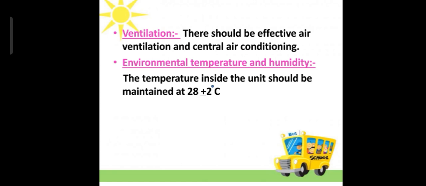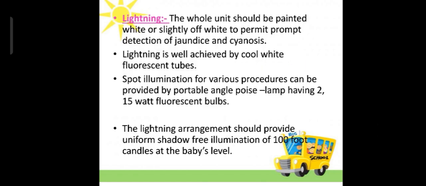Then we will see the ventilation. For ventilation, effective air ventilation is very important, and there should be effective air ventilation as well as central air conditioning. Then if we are talking about environmental temperature, the temperature should be 28 degrees Celsius, and that can be plus or minus 2 degrees Celsius, like 29 or 30.